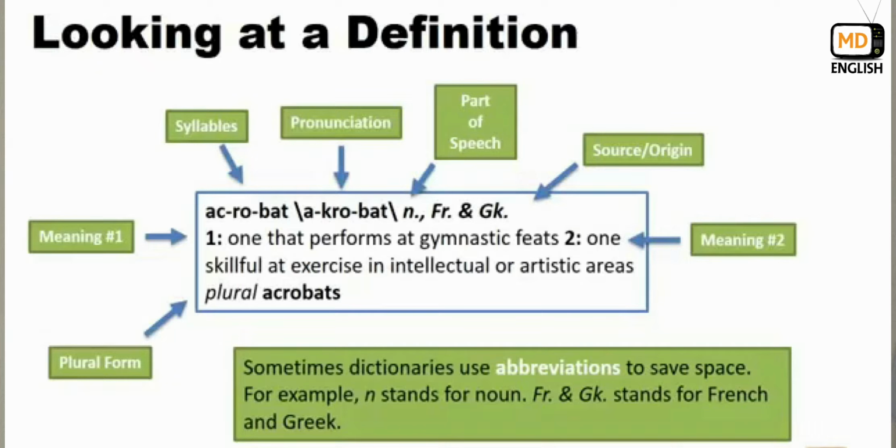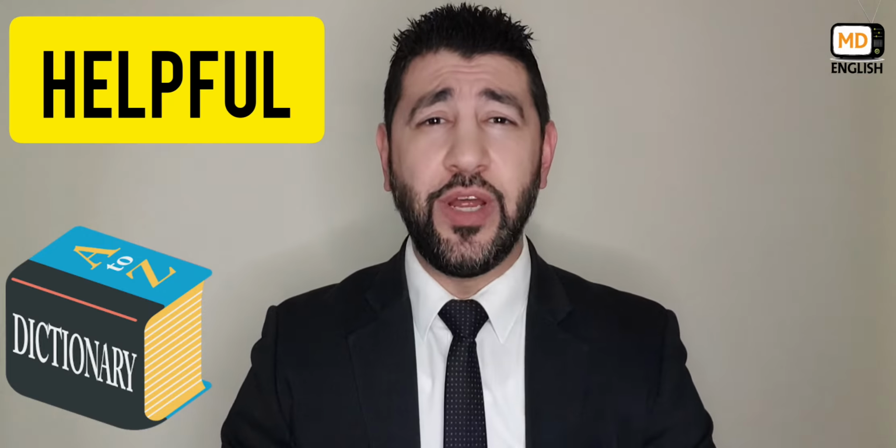Now, we can also know about the synonyms and antonyms. We can have more examples about the word. So this will tell me a lot about this word. Using a dictionary is really helpful, and as long as our goal is to increase the number of vocabulary, then this is the right step. And let me explain to you how.